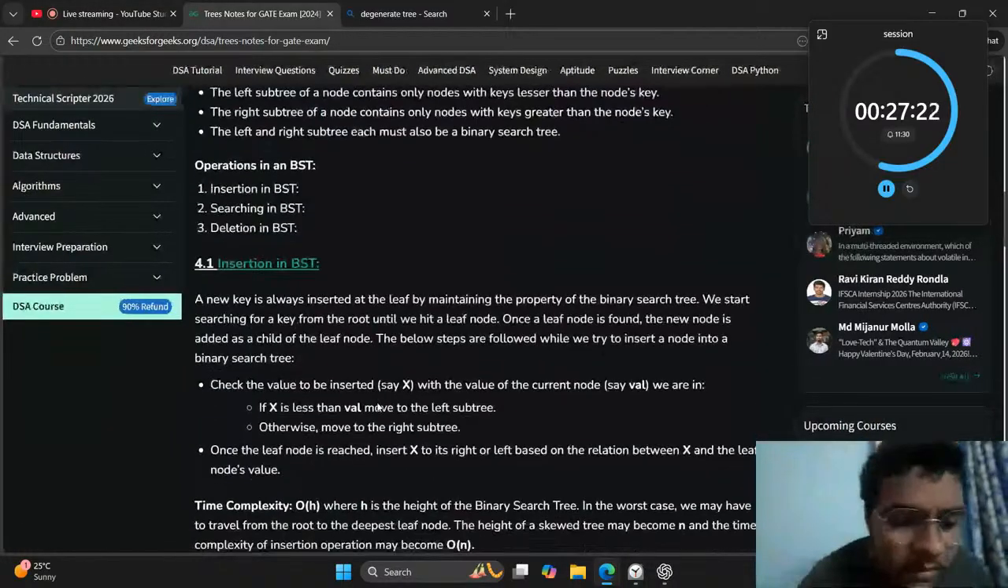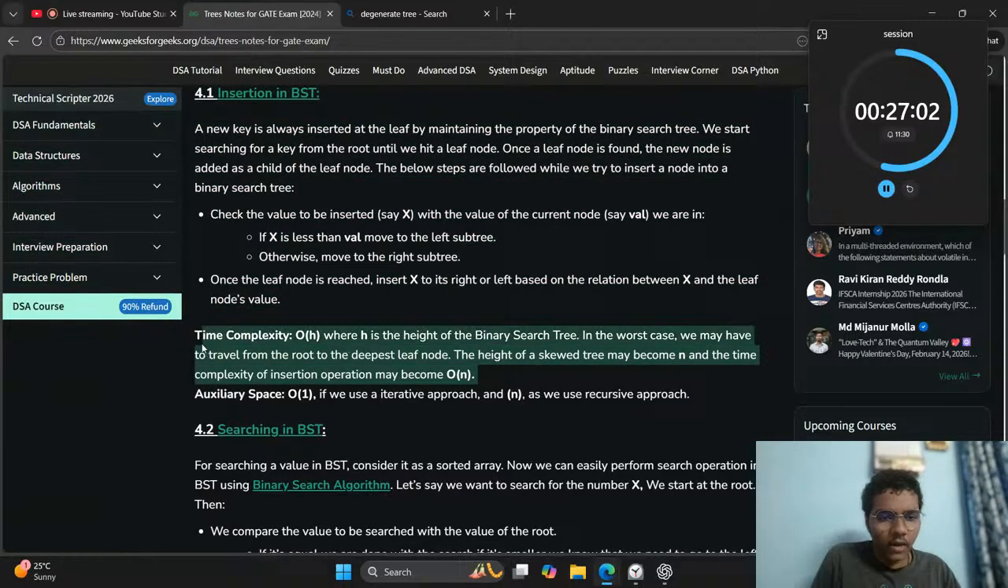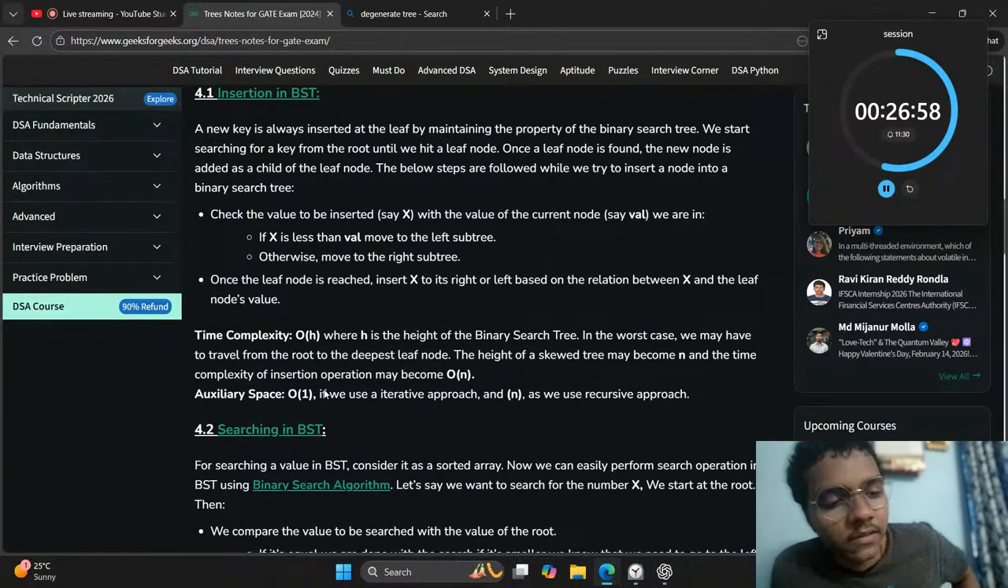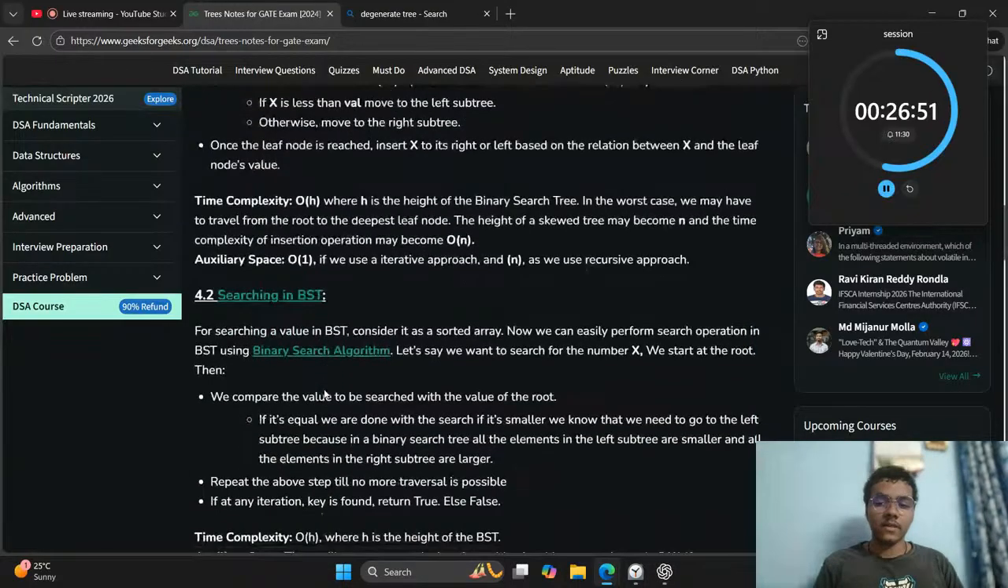Alright. At least we understood what we are reading. Time complexity is O of h, where h is the height of the binary search tree. In the worst case, we may have to travel from the root to the deepest node. If not, the height of the skew tree may become n, and the time complexity of the insertion operation may become O of n. Wow, see, this was written and this was directly asked in GATE. Auxiliary space is O of n if we use an iterative approach, and O of h as we use a recursive approach.